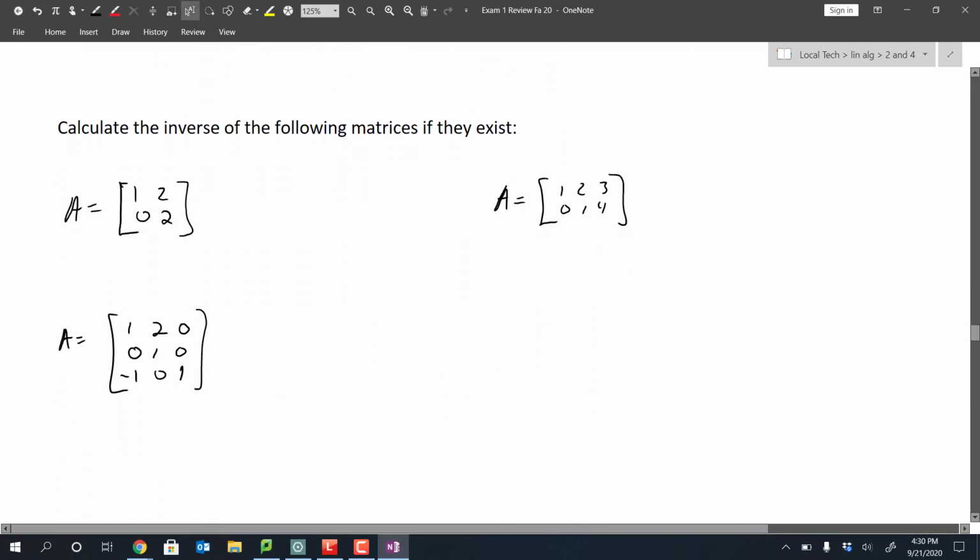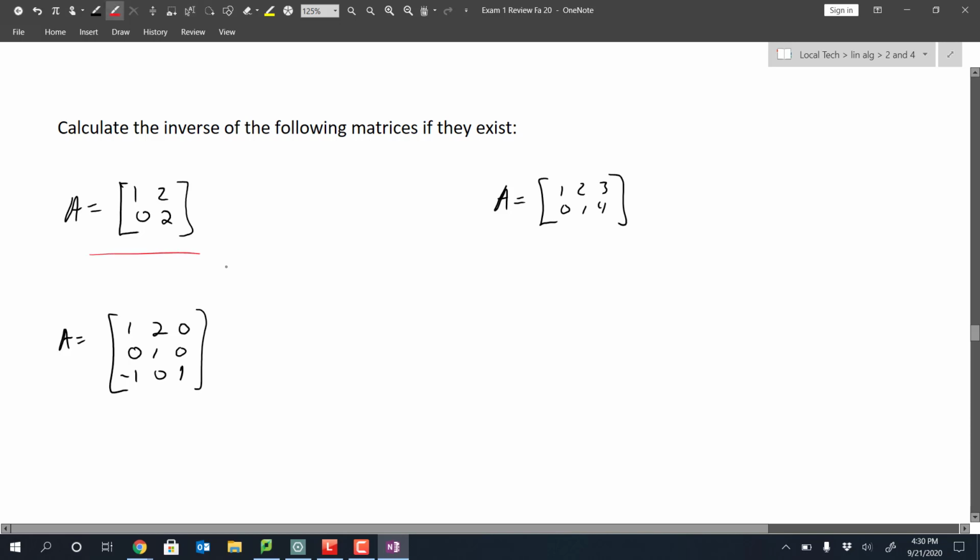All right, so I have three matrices here, and in class this would have been a learning catalyst question to calculate the inverses if they exist. So I would encourage you to pause and give it a try. And now that you've worked through them, you can verify your answers as I work through mine.